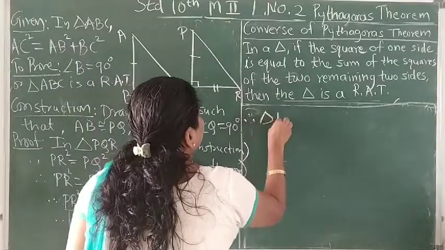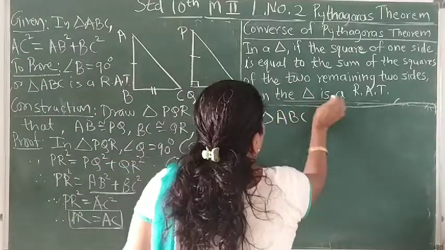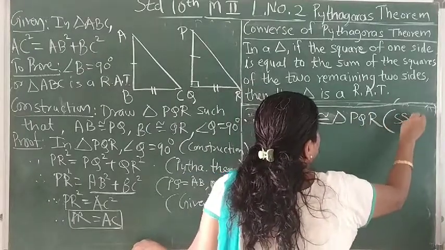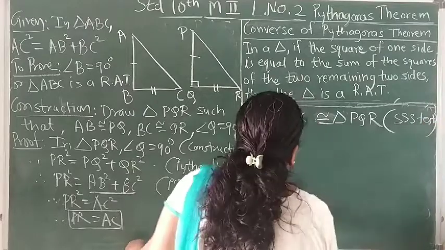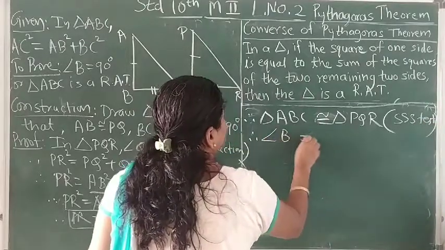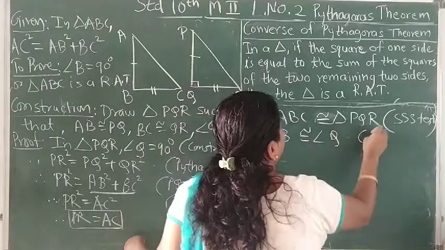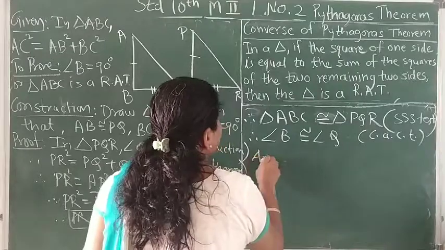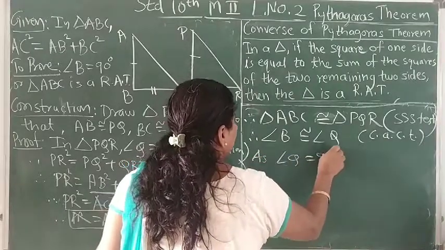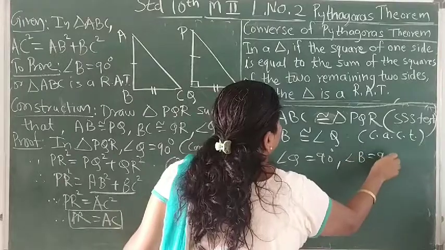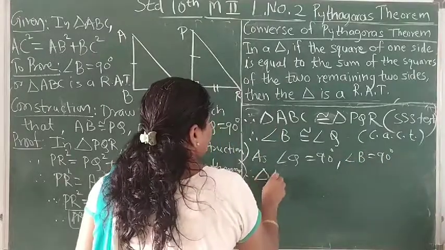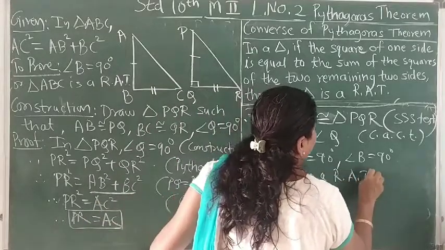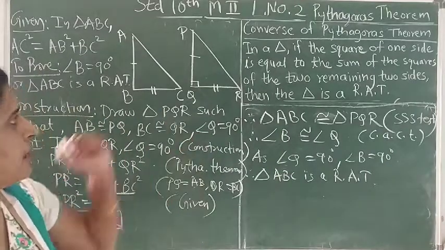Therefore, triangle ABC is congruent to triangle PQR, okay, by SSS test, and therefore angle B is congruent to angle Q, corresponding angles of congruent triangles. And as angle Q is 90 degrees, angle B is also 90 degrees, and therefore triangle ABC is a right angle triangle. Okay, hence the given statement is proved.